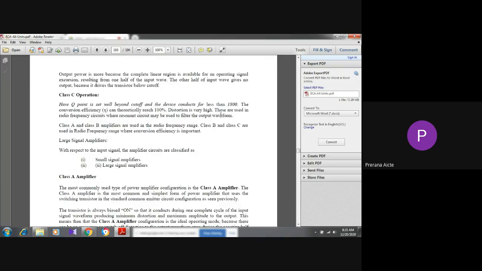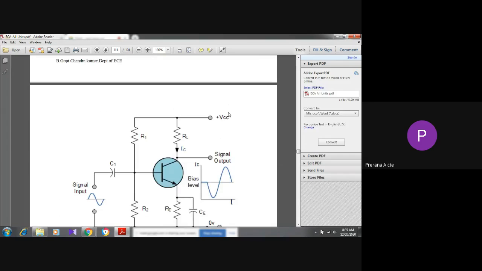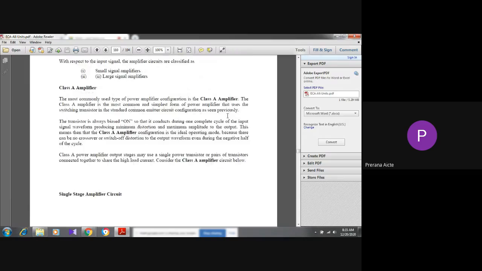Next, this is the class A concept. This is the class A circuit diagram. I already explained what the class A definition is. Please go through these points for two minutes. If you have any doubts, ask me. This is class A operation.